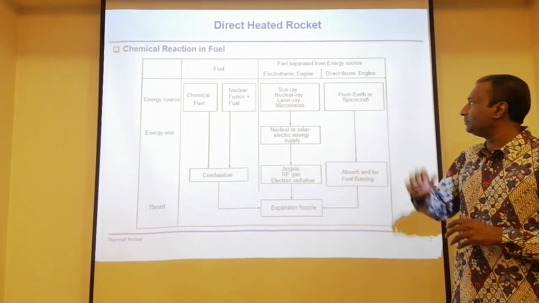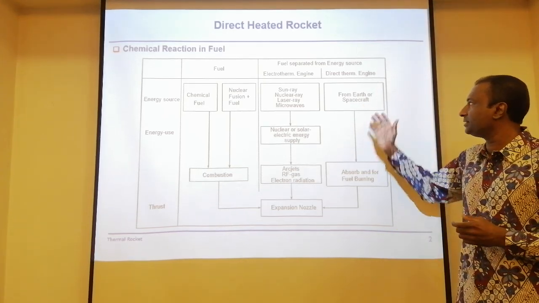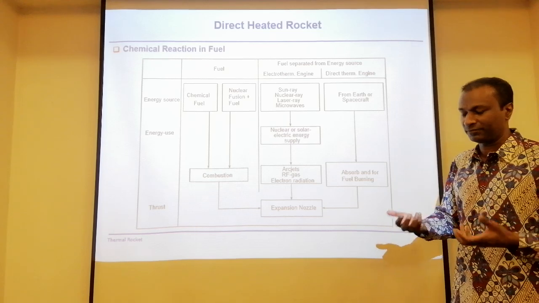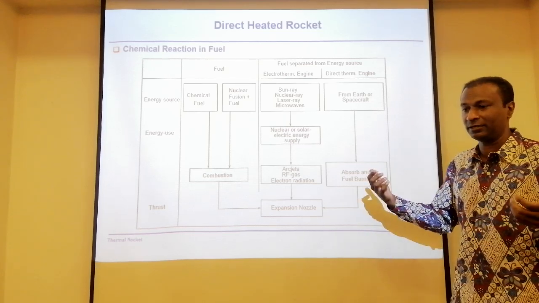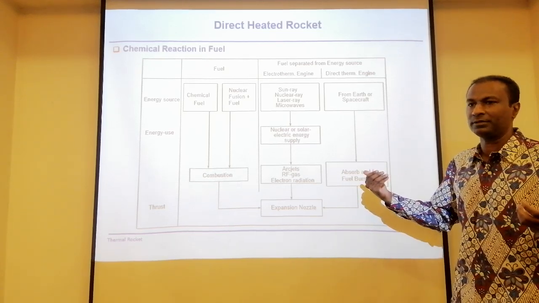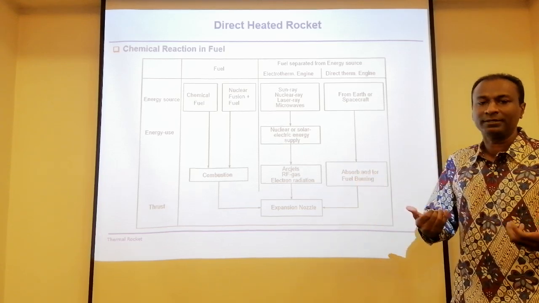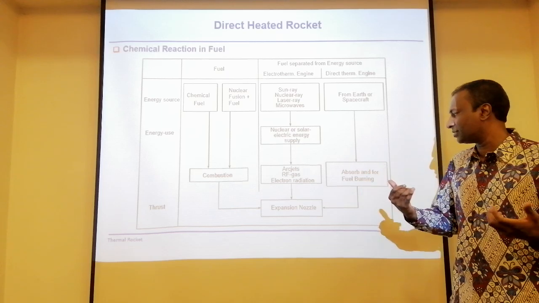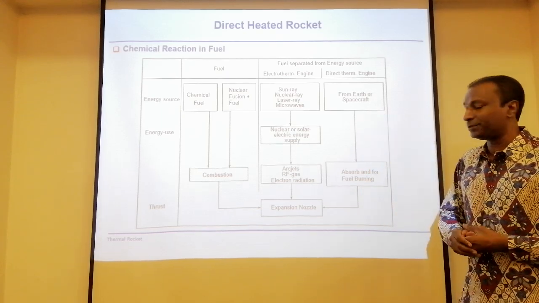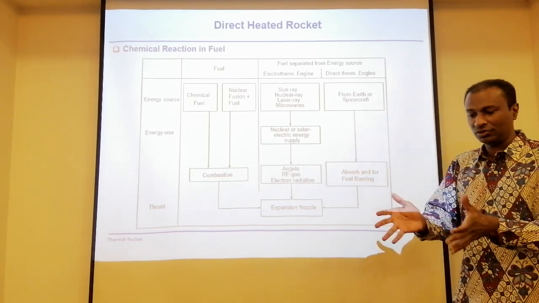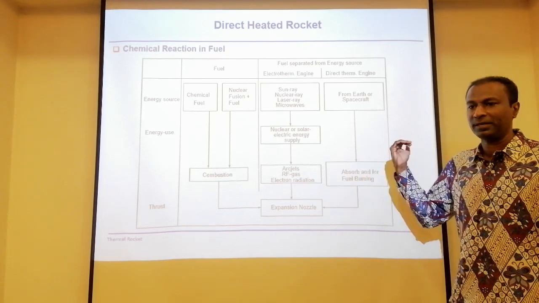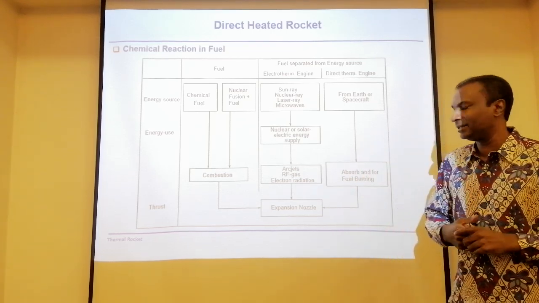And you have direct thermal engines, which says that basically the heat is from planet Earth. Before you start launching, you may have an electrical power supply that is injected, or rather pumped, into the combustion system. Or even in the spacecraft itself, that means you have an engine, but the energy source comes from the spacecraft to ignite the fuels.